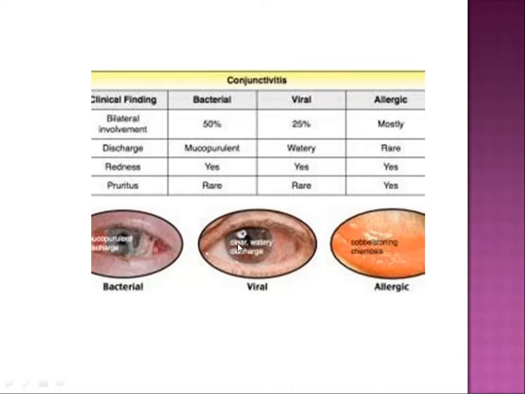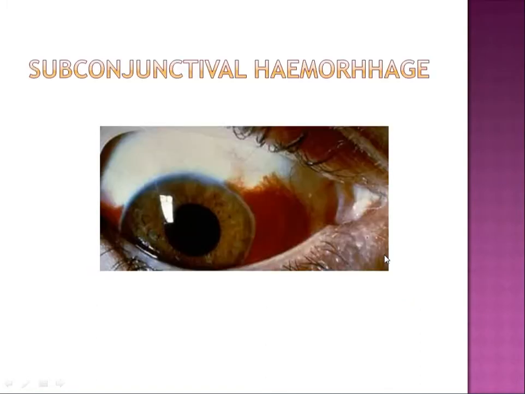Viral is not prevalent in both eyes. Most probably it will be a unilateral presentation. Discharge is very important, the type of discharge. Mucopurulent discharge is seen in case of bacterial. Watery discharge is seen in case of viral. And discharge is not seen mostly in case of allergic conjunctivitis. So itching is another important symptom which is present only in allergic conjunctivitis.